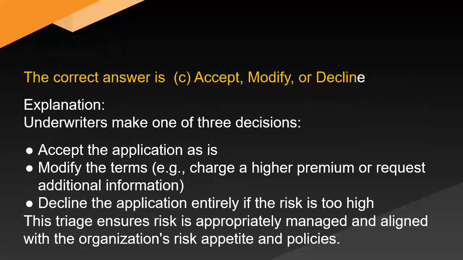The correct answer is C. Accept, modify, or decline explanation. Underwriters make one of three decisions: accept the application as is, modify the terms, e.g., charge a higher premium or request additional information, or decline the application entirely if the risk is too high. This triage ensures risk is appropriately managed and aligned with the organization's risk appetite and policies.